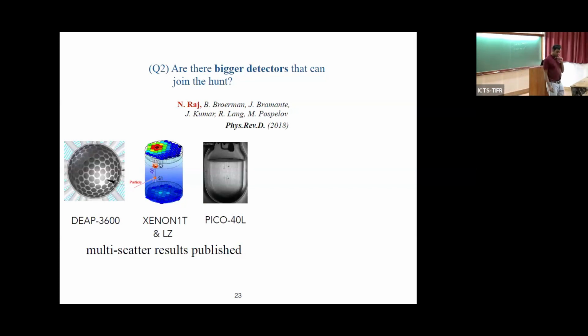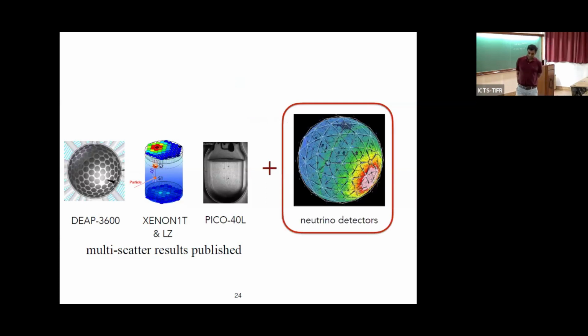To cut a very long story short, once we proposed that this search has to be done, they were done. I participated in the DEAP-3600 experiment, my only experimental paper. XENON1T and LZ have also published results using this multiscatter search. At PICO, there was a graduate student who did a search and published it in his thesis, and so on. So multiscatter results have now been published. I'll show you the results in a while. But for this talk, we're going to focus on something a little more speculative. If these detectors can do it, why not these detectors? Why can't neutrino detectors also get into the hunt?